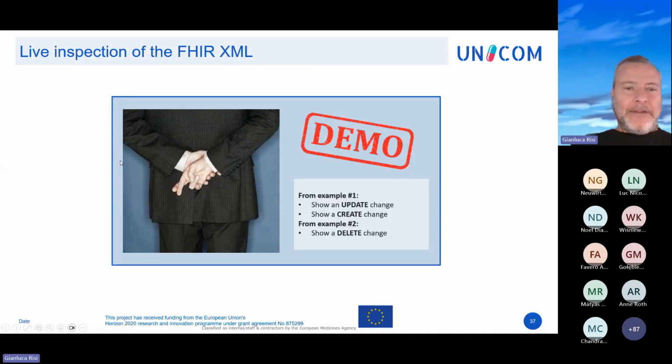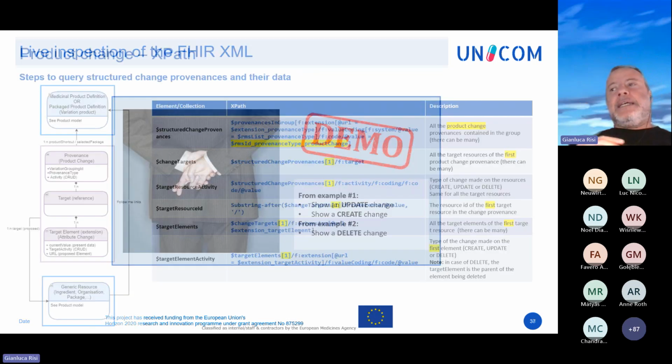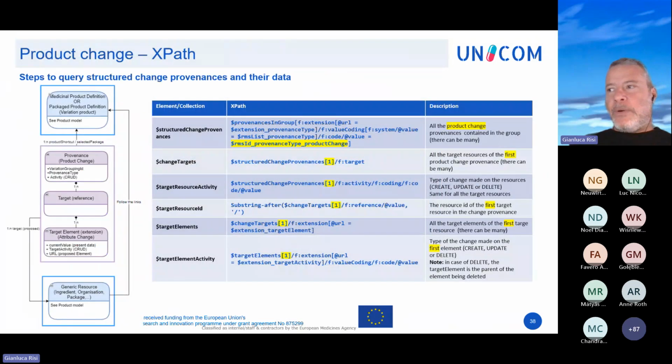How do we do everything I've just shown? Those are the XPath queries we need to perform those steps. So the first variable is, once again, from the provenance contained in a given group, we are filtering by provenance type, and in this case, we are using the code 999. So we get only the provenances contained in the group that are of type product change.